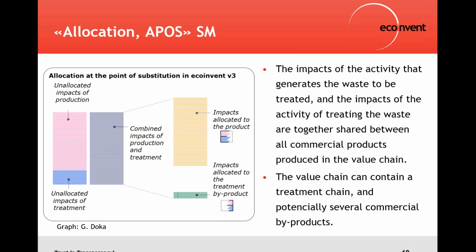And in this example, the value chain was simple, contained just one treatment activity, but the value chain can contain a treatment chain, so potentially several commercial byproducts. So this system model, allocation at the point of substitution, is very interesting in certain scenarios, gives interesting results, but as you can see here, can sometimes be a little bit tricky to analyze. So you can have a value chain which is complicated with many treatment chains involved, and then you will have to devote some time in order to understand the results.